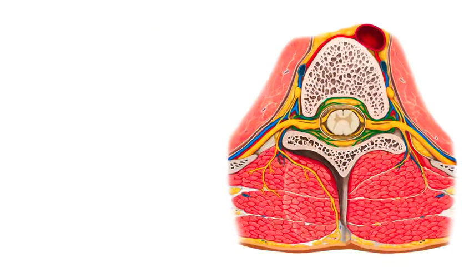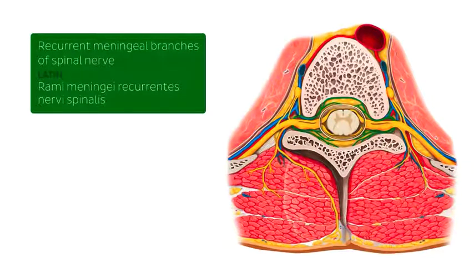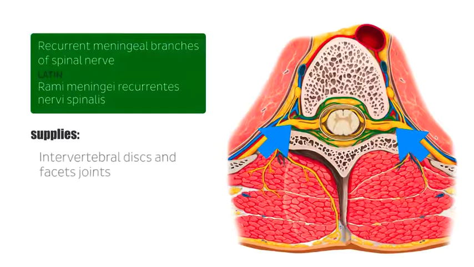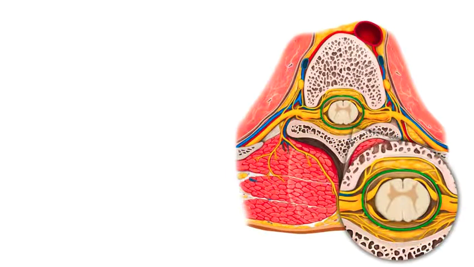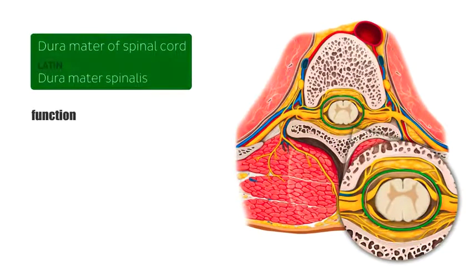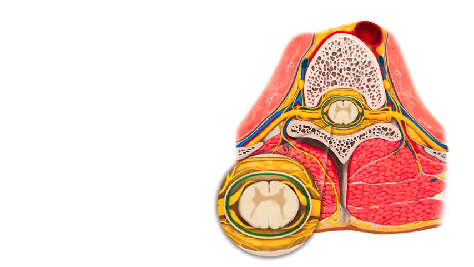Going back to our original illustration, we can then learn about the innervation of the dura mater of the spinal cord, which comes via the small meningeal recurrent branches of each spinal nerve, which arise near the bifurcation of the anterior and posterior rami. These recurrent meningeal branches also supply the intervertebral discs and facet joints of the vertebral column. The primary role or function of the dura mater is to physically protect the spinal cord along its course within the vertebral canal.